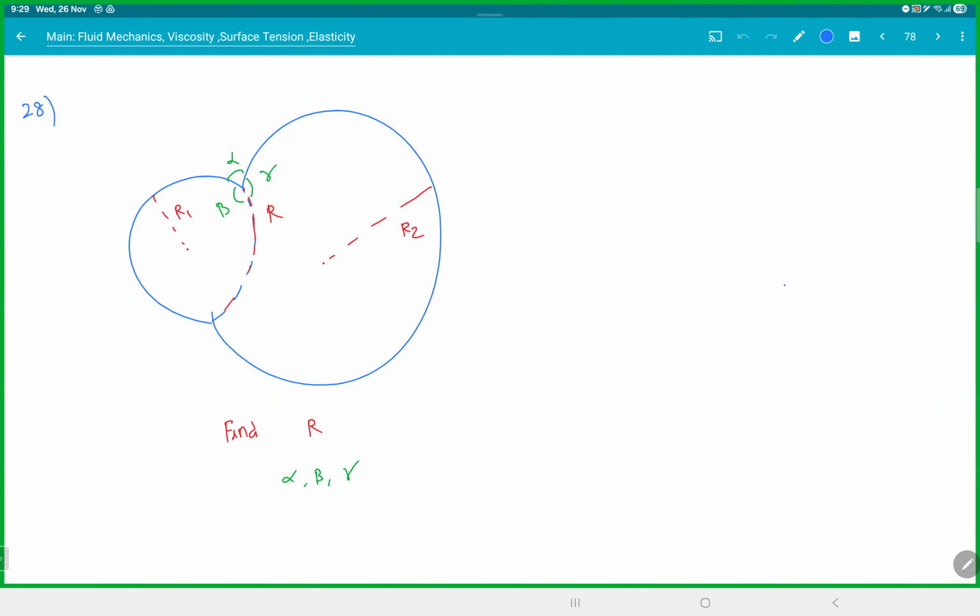Two soap bubbles coalesce. That is a word they will use. Coalesce meaning they got stuck basically. Find the radius of the intersection and find alpha, beta, gamma. This is a pretty standard question, right? Should definitely know. This will pop up in some or the other exam. Direct formula, there's nothing there to solve. You should know, that's it. You won't have time to derive in the exam.